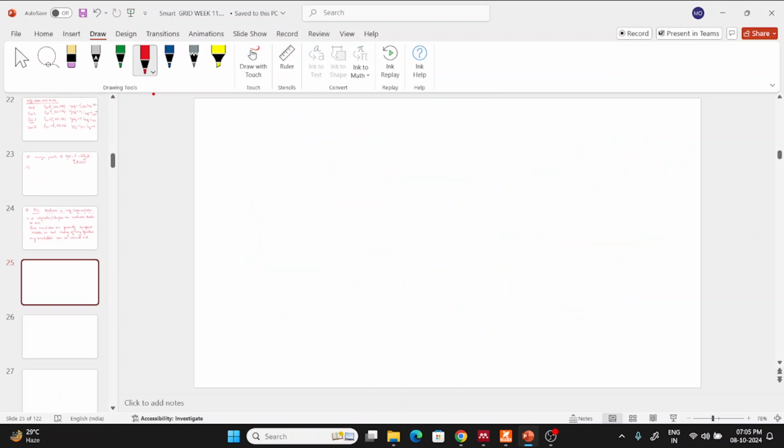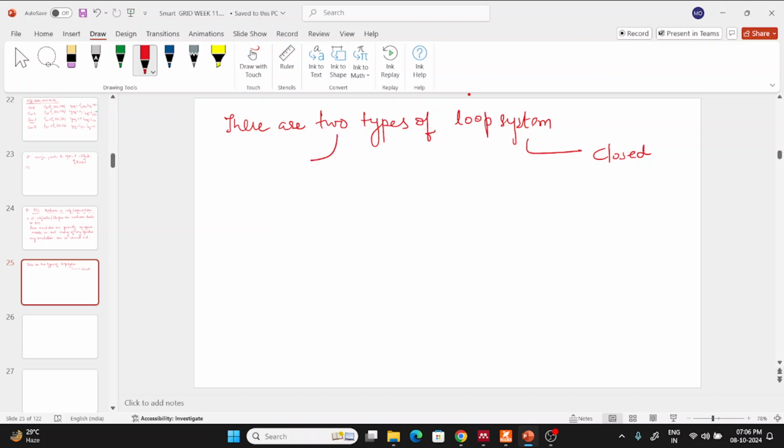And in this there are two types of loop systems: one is closed, another is open.